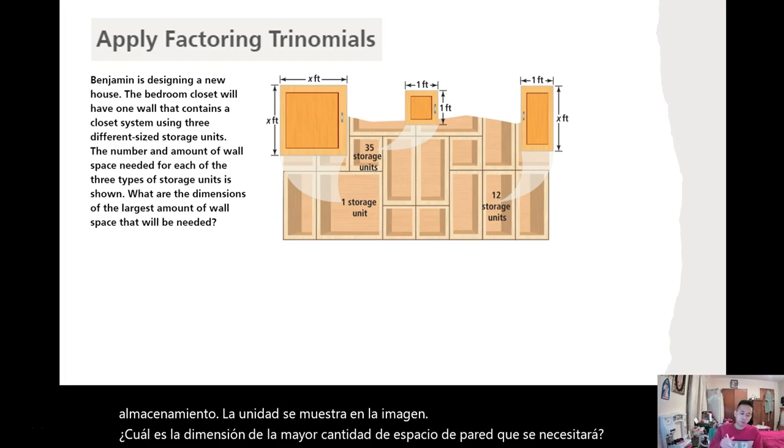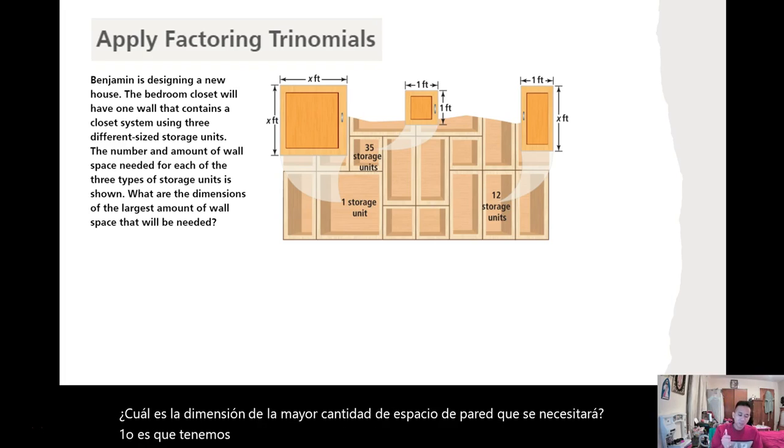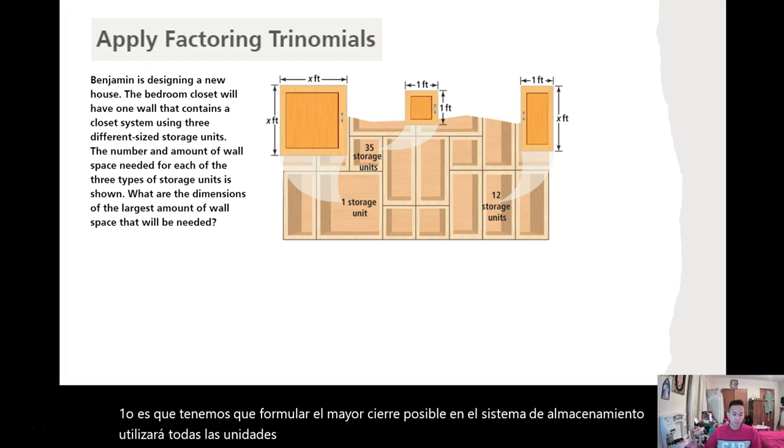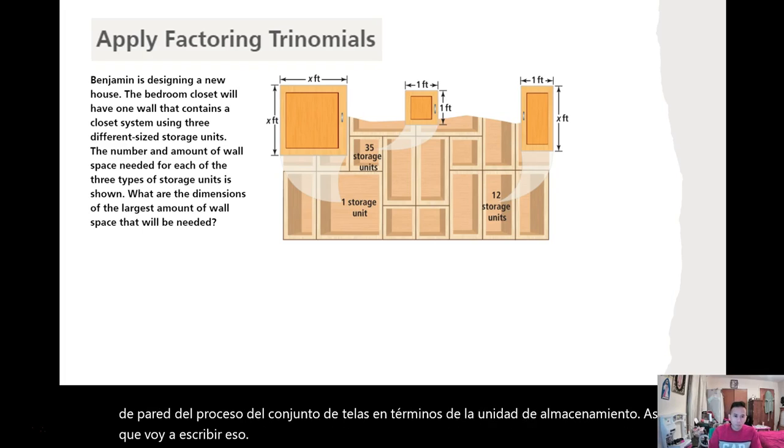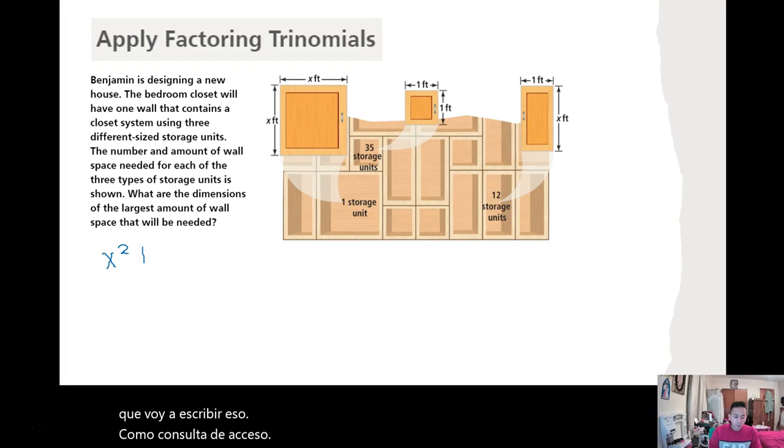First, we have to formulate. The largest possible closet storage system will use all the units. We have to write an expression that represents the wall area of the closet in terms of the storage unit. So I'm going to write that as x squared plus 12x plus 35.